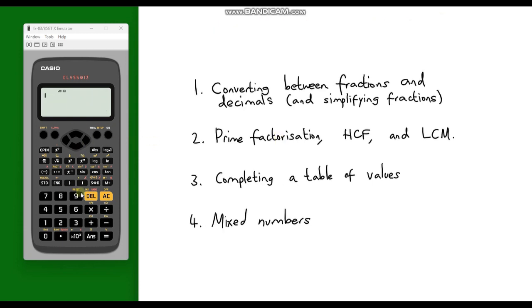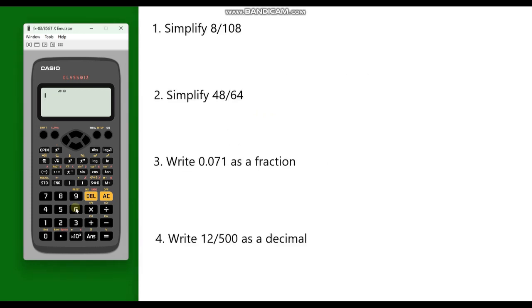Okay, so here is my calculator that I'm going to use, and these are the 4 topics that we're going to look at. So the first one I'm going to focus on is converting between fractions and decimals and simplifying fractions. Now the first thing to remember is that whenever you're typing things into a calculator, it will always give your answer as a fraction.